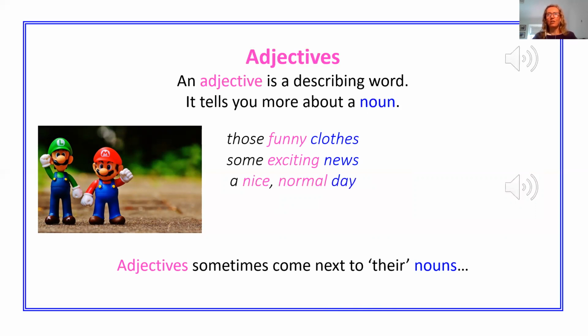A nice, normal day. So nice and normal are the adjectives. They are describing what the day is like. He clenched his fist. Clenched is the adjective. It's telling us how his fist is clenched, how his fist is formed. So clenched is the adjective, fist is the noun.